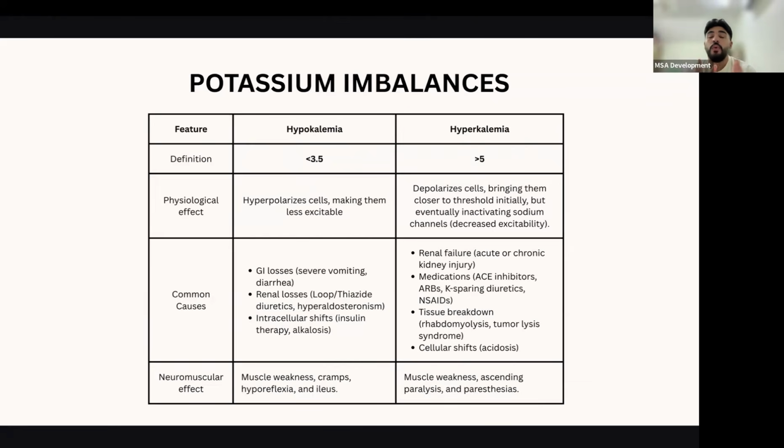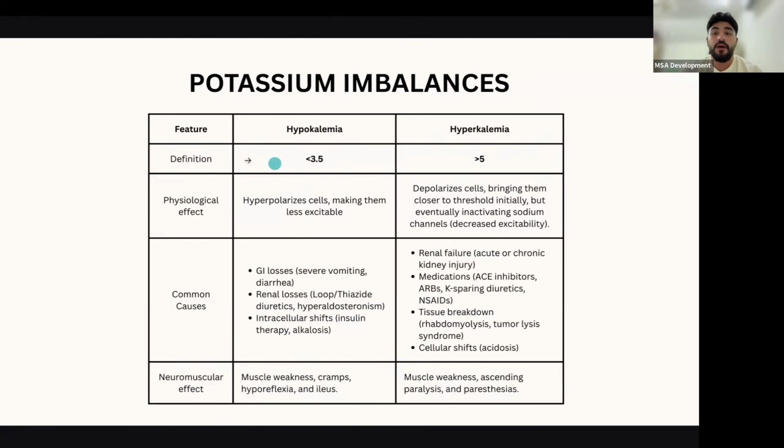So how would a patient who has hypokalemia present to you? He's going to present with muscle weakness, cramps, hyporeflexia, and ileus. Okay. If they were hyperkalemic, on the other hand, they will present to you with ascending paralysis and paresthesia. They're going to have numbing all over, all right, as well as muscle weakness, but they're not going to have hyporeflexia.